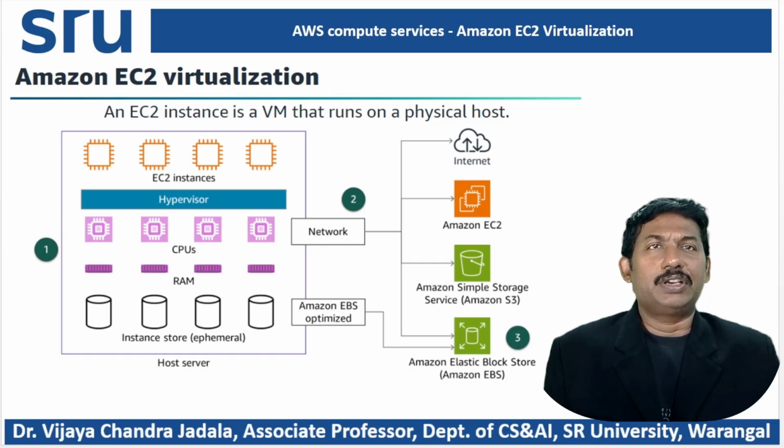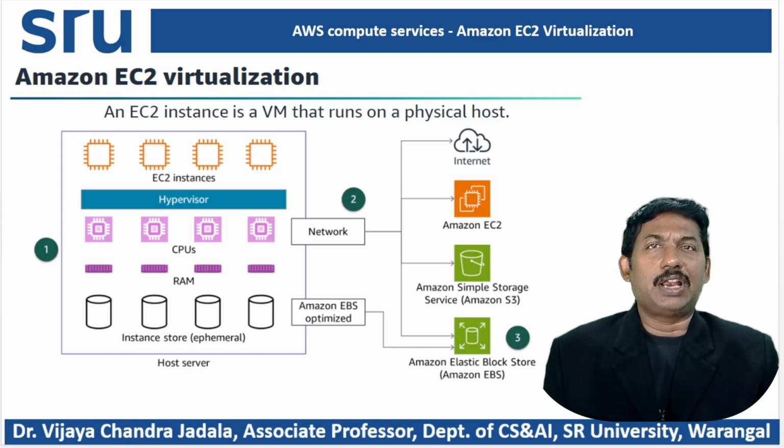Then instance storage is temporary physical storage attached directly to the host server. The RAM is the virtual memory assigned to the instance. Then the CPUs are the processing units allocated from the host's physical CPUs. Then the EC2 instance is the virtual machine where you can run in the AWS cloud environment. So these are the major key components which we find as part of the architecture.